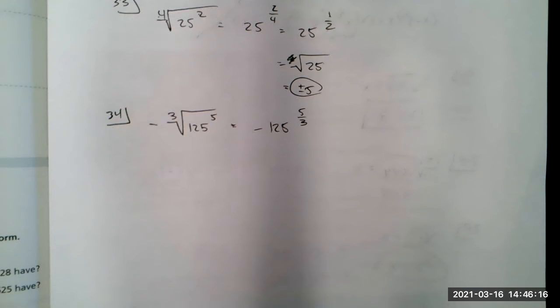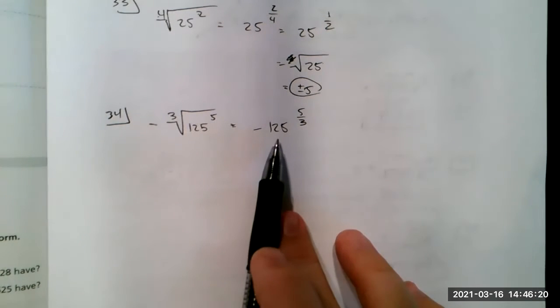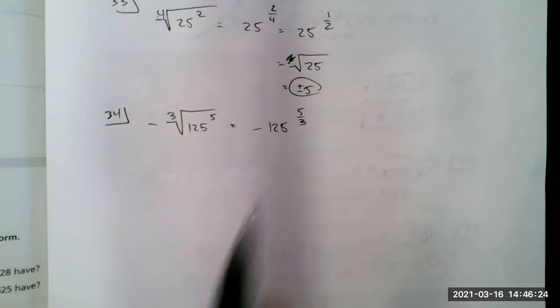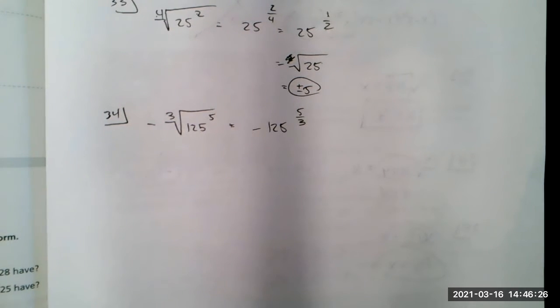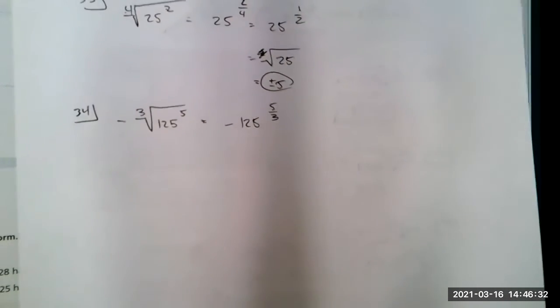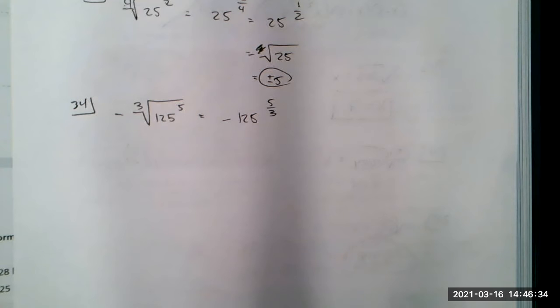So one option is you can take this and just type that into a calculator. I'm going to show you the algebraic way, kind of like they did with example 3. Kind of like how they were talking about using the power to a power rule to rewrite this.